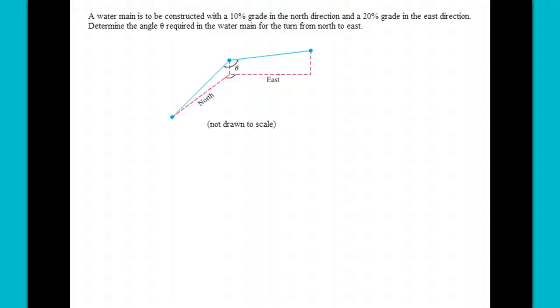A water main is to be constructed with a 10% grade in the north direction, 20% grade in the east direction. Determine the angle theta required in the water main for the turn from north to east.